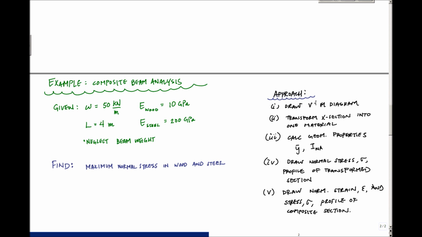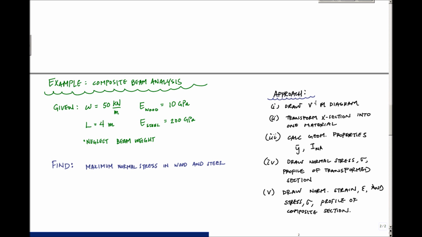In this example, there's going to be a simply supported beam that's made of two materials, wood and steel, whose moduli are shown there, 10 GPa for the wood and 200 GPa for the steel. There's going to be a uniform distributed load of 50 kilonewtons per meter, and the beam length will be 4 meters, and we can neglect the beam weight here. What we want to find is the maximum normal stress in the wood and the steel in the cross section.